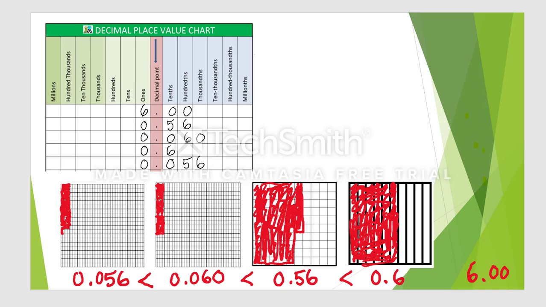And then finally, the greatest number here is 6, representing 6 wholes. So that's how we would compare these decimals from the least to the greatest.